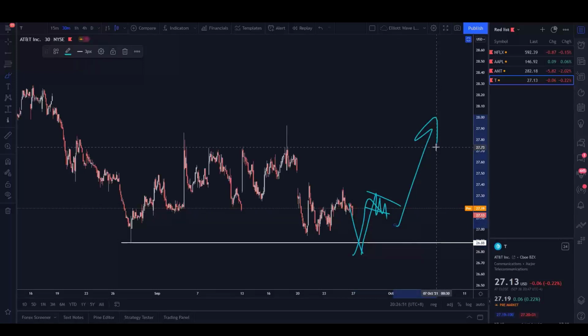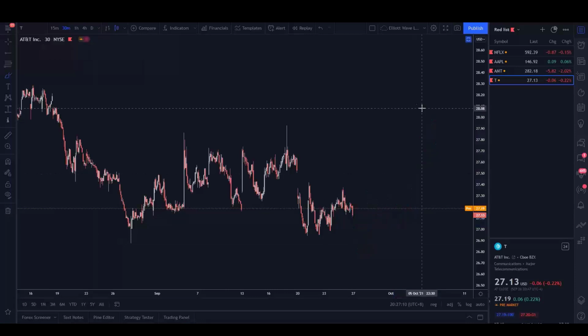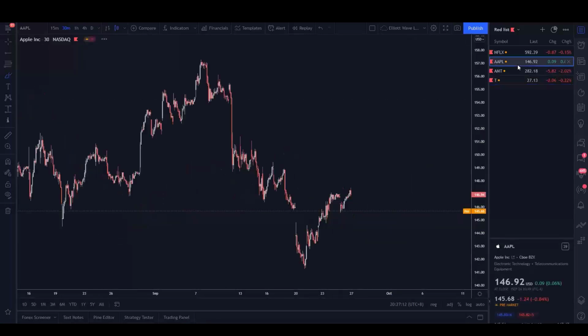So that's how I approach it when I come across a situation like that, where seasonality tells us a clear direction, but the technical, depending on the time frame, might tell you a different story. So AT&T is a good example to cover, something like that for you guys to be aware of. And the last one over here is Apple.